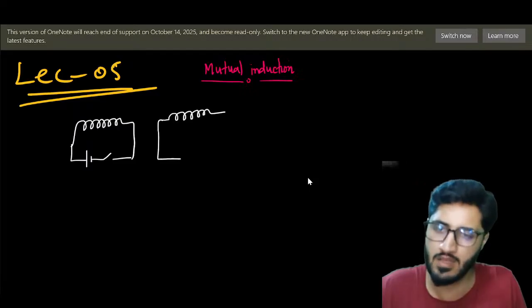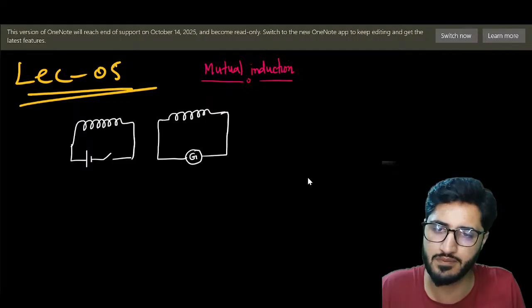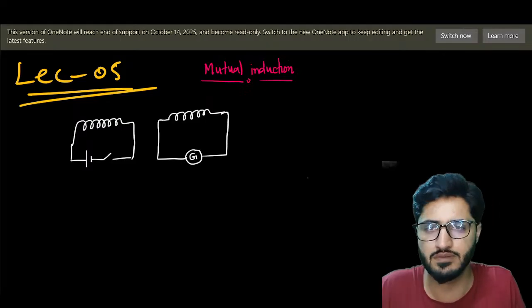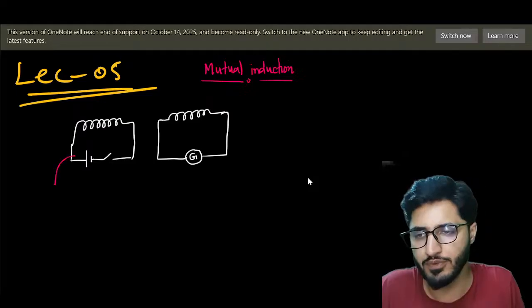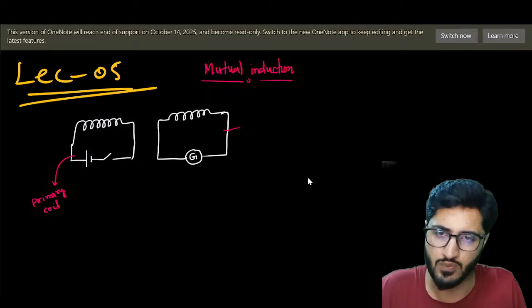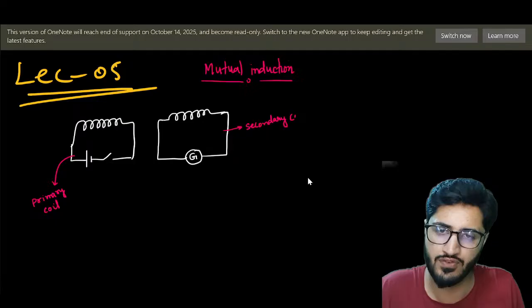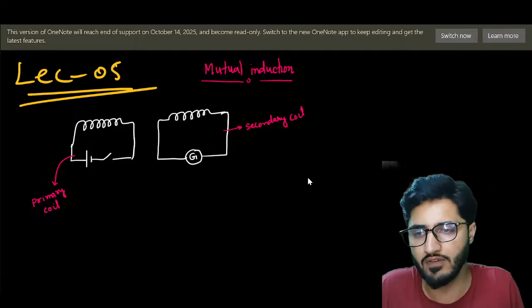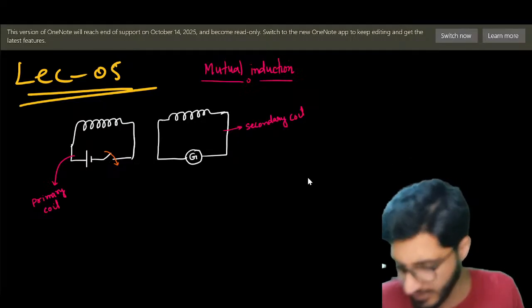In this second coil, we don't have any potential source. We have a galvanometer. This first coil is known as the primary coil, and this one is known as the secondary coil. What we observe is what happens when we close this key.